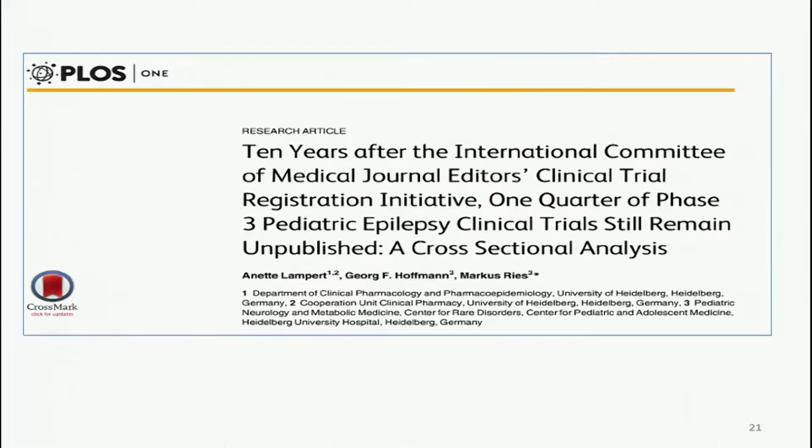And of course, registration doesn't mean that these trials are then published. So this is a study, again, quite recent, which showed that a quarter of phase three, so very relevant clinical trials of pediatric epilepsy, still remain unpublished. So registration doesn't mean that the full data set or the full results actually become available.